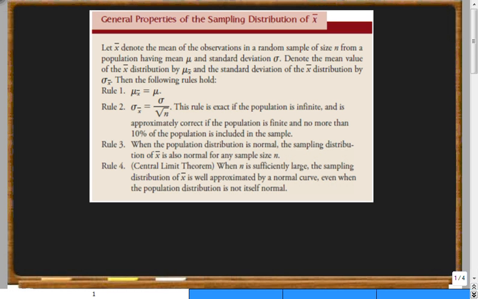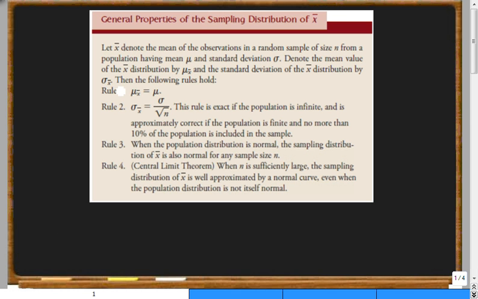Okay, so today we're going to talk about some different properties of sampling distributions. Firstly, we're talking about the sample mean, which is written as x bar. We've learned about this before.